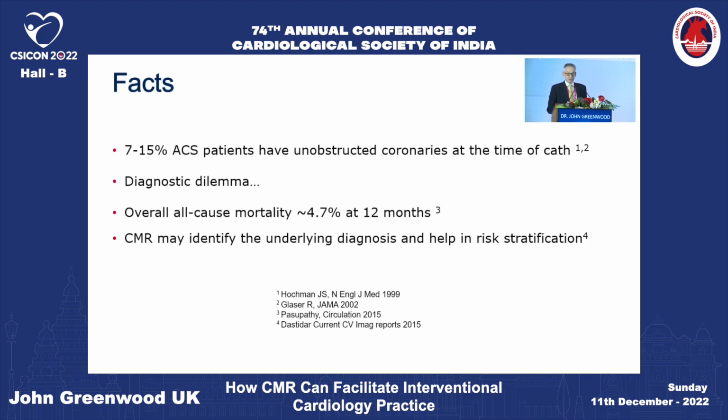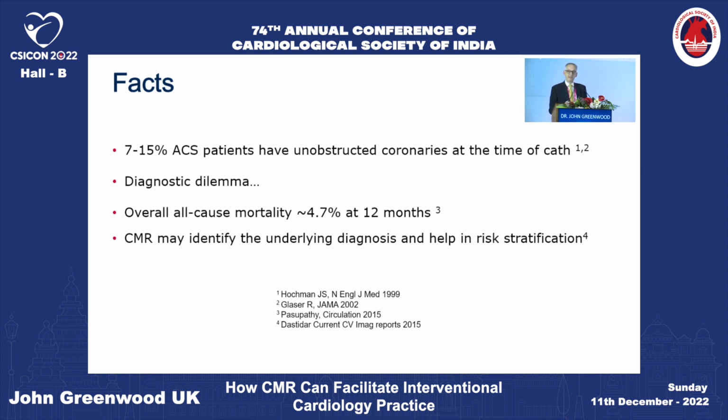We also know that patients who come in with unobstructed coronary arteries represent about 7 to 15% of ACS cases from whichever series you choose to look at. And this creates a bit of a diagnostic dilemma, because the coronary arteries are looking normal, you've got a very raised troponin, and you need to know where the myocardial injury is coming from.